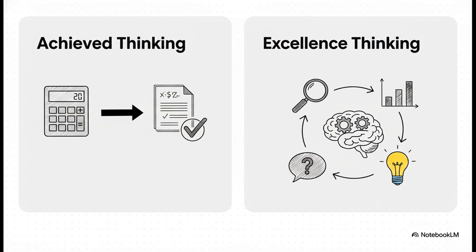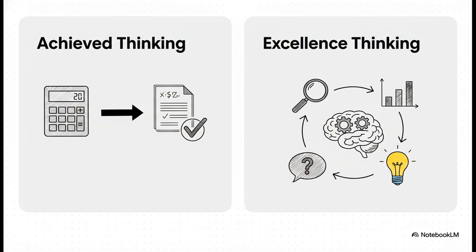And this slide just lays the difference bare. An Achieved answer calculates a number, and that's it. An Excellence answer takes that very same number and asks, okay, but why was this the right tool to use? Is this statistical model I used even a good fit for the real world? And how does this result actually prove my argument?